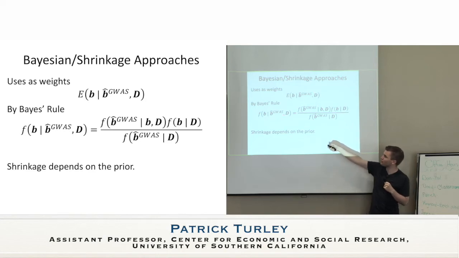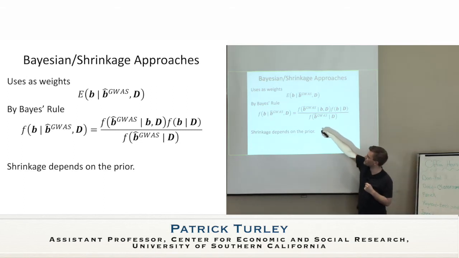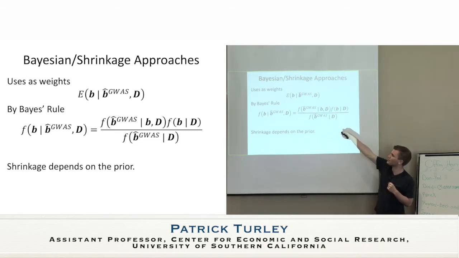And so by Bayes' rule, we want to know what's the distribution of B given the GWAS and LD. This is just this written by Bayes' rule. So this thing here is the likelihood function. So this is given the true B's, what do we expect the GWAS summary statistics to be. And this is just going to be a function of sampling. So this is pretty easy.